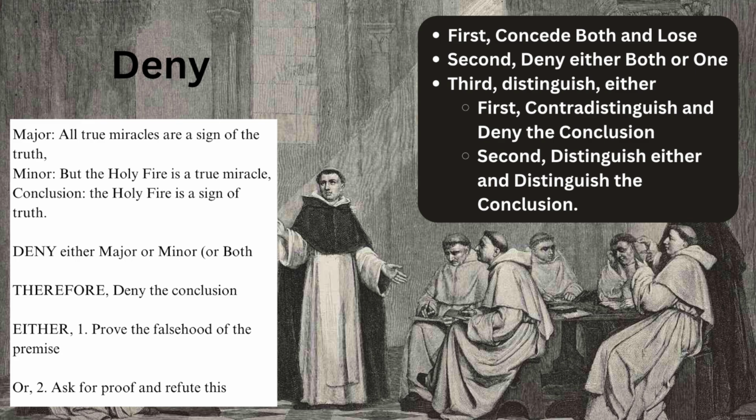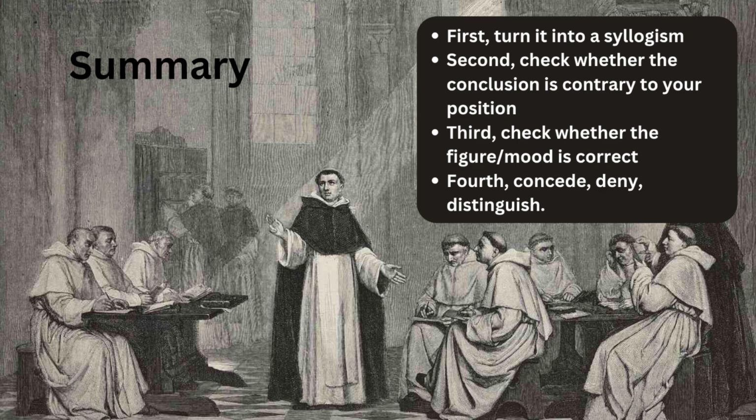To give a little summary of the whole video, there are 4 steps to destroying incorrect arguments. First, you need to turn the argument into a syllogism, no matter the form that it's put in. Second, you need to investigate whether the conclusion is contrary to your position. Third, you need to investigate whether the figure and the mood of the syllogism is correct, using the lists given above. And then last, either deny one or both of the premises, and thus you can deny the conclusion, or you can contradistinguish both premises, showing equivocation, and then from this deny the conclusion, or you can distinguish one of the premises and then concede the other, and then from this, you will also distinguish the conclusion.